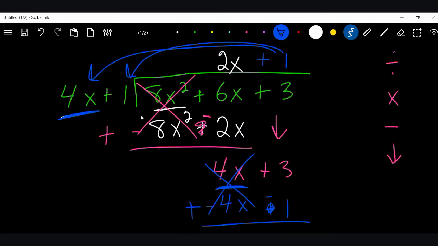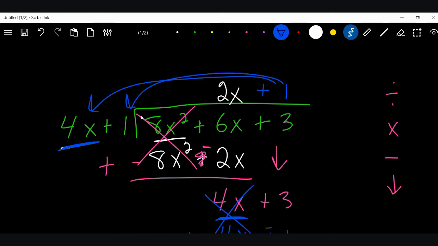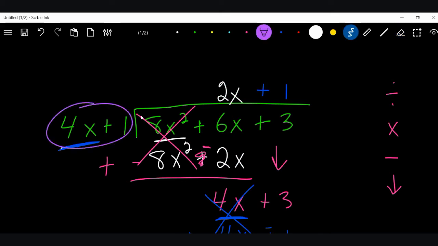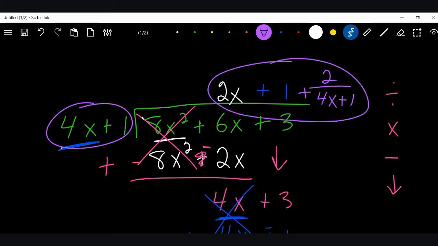What do I do with my remainder? I don't have anything else to bring down. Well, what did we do in baby math when we had a remainder? Well, what we did was we took it and we put it over top of the divisor. So I'm going to put my 2, and we can put a plus because that's a positive 2. Positive 2 over 4x plus 1. And that would be my answer right there.